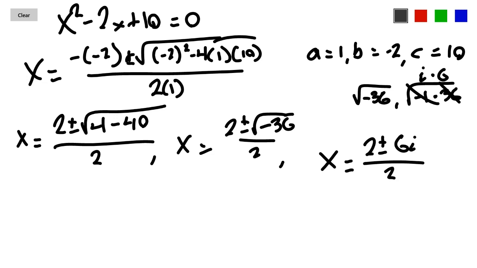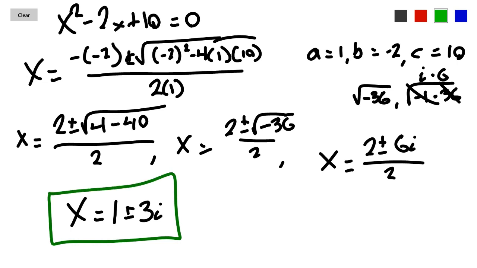And then you can split up the fraction, because we can factor out a 2 in each of these terms. When you simplify, you arrive at x is equal to 1 plus or minus 3i. So you can see how we can have complex solutions to quadratic equations.